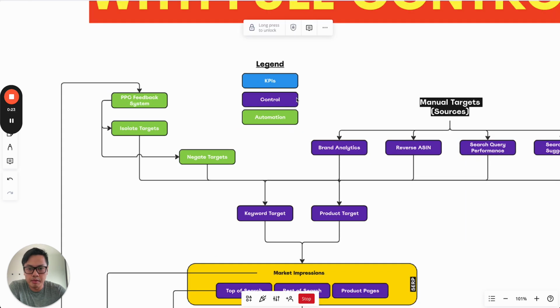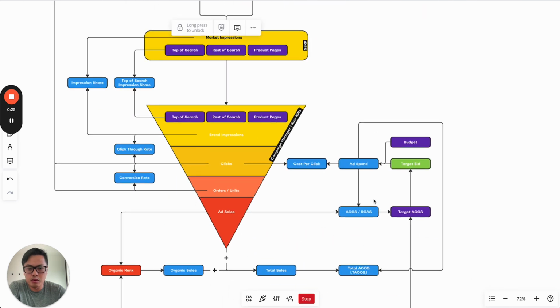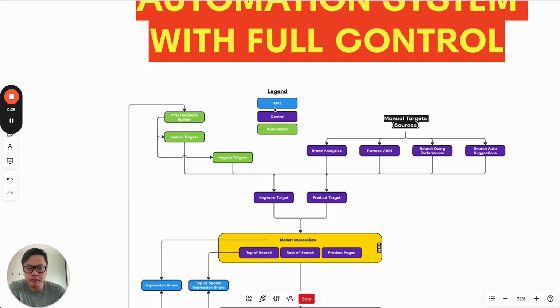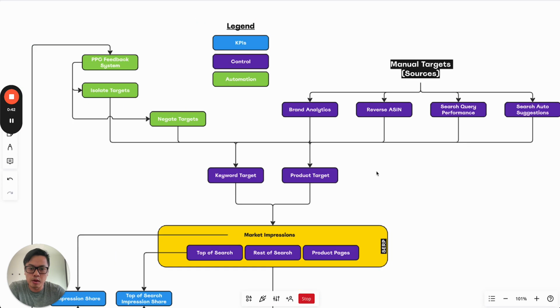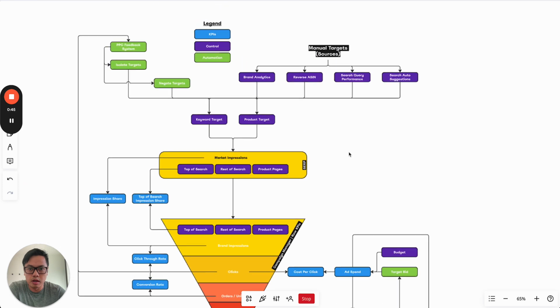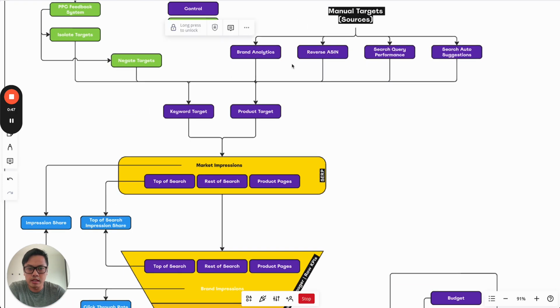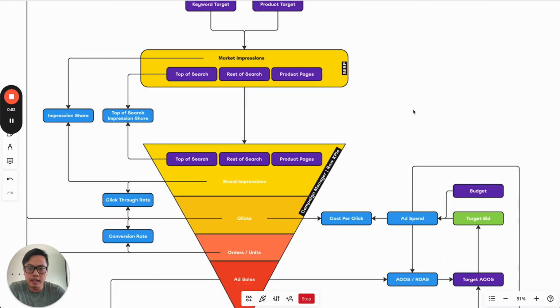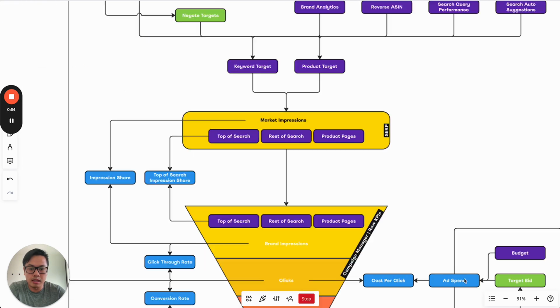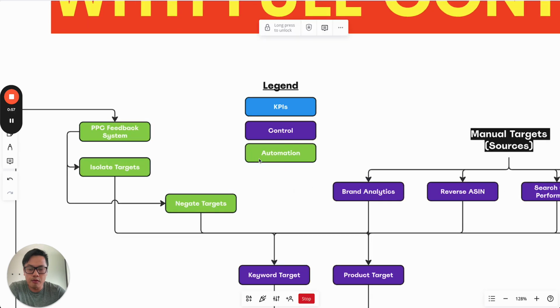The blue ones here are KPIs. Those are those key performance indicators that we're going to use to understand the system and form our decisions or our strategies on what we want to do. The purple ones here is what we can actually control. So for instance, we can control what targets and what sources it comes from, our targeting within our campaigns, the placements, etc.